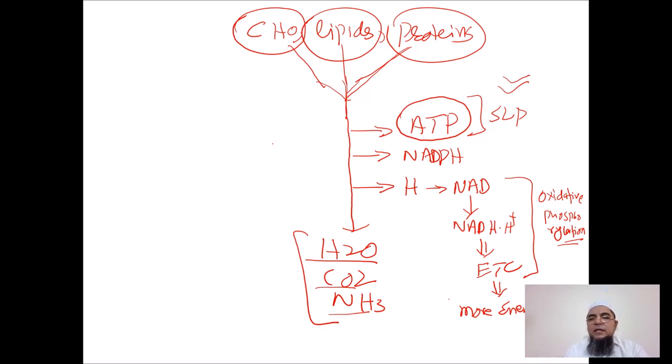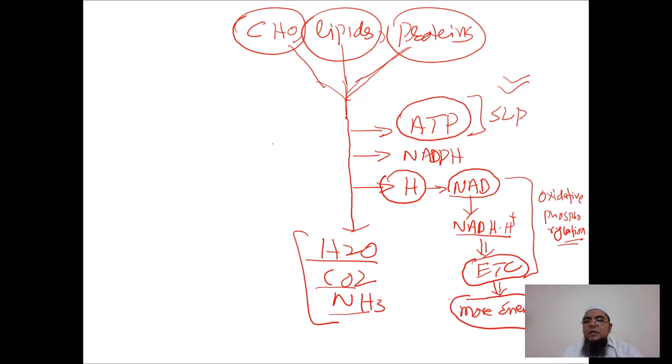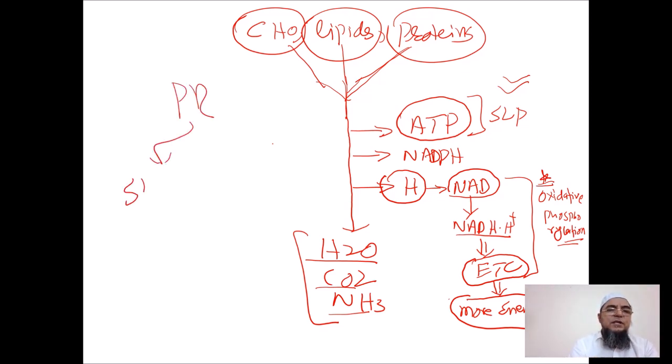Or indirectly they release hydrogen. These hydrogens are accepted by the hydrogen acceptors, and when they accept the hydrogen, they become reduced. These reduced equivalents enter into the mitochondria, and there they enter into the electron transport chain, and in the electron transport chain they give us more energy. So this system is called oxidative phosphorylation. So as we said, phosphorylation is of two types: substrate level phosphorylation and oxidative phosphorylation.